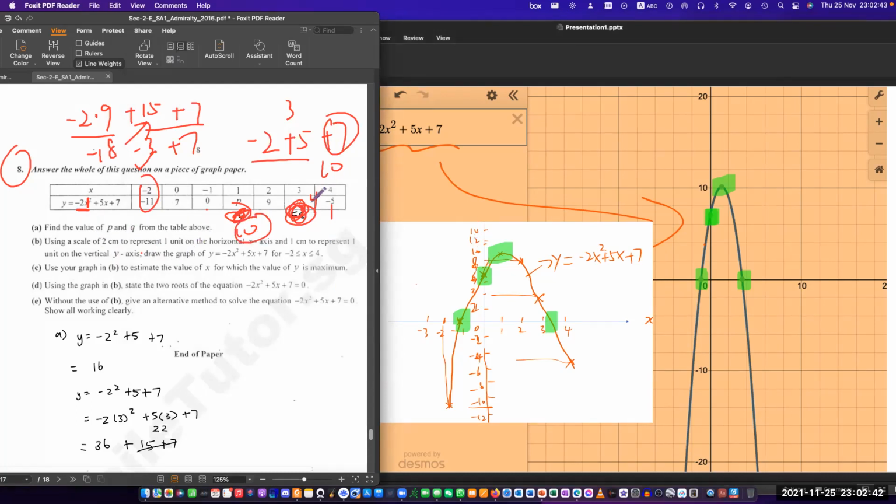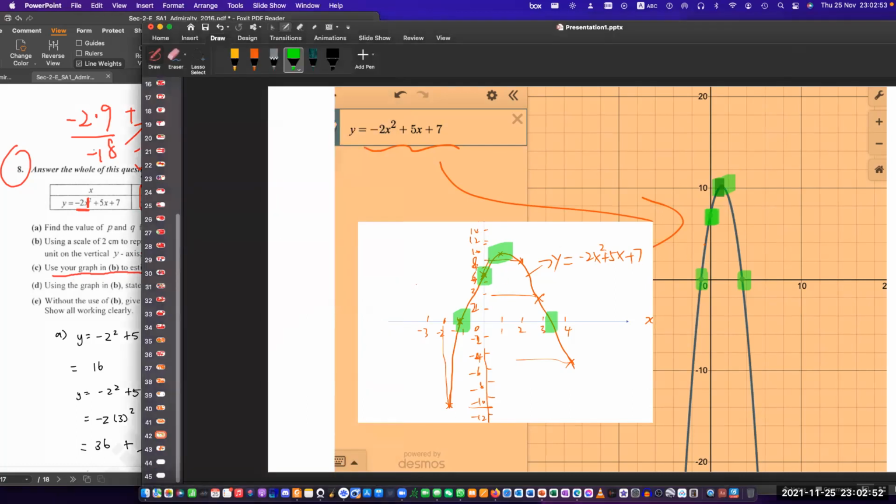So you have made a mistake, so it's 10 and 4. And then over here, it says what? Use your graph to estimate the value of x for which the value of y is maximum. Value of y is maximum, this point. So this is 1, 2, 3, 4, 5. So this is 2. So here is in between. So I guess this point is 1. x equals 1 when y equals 10.